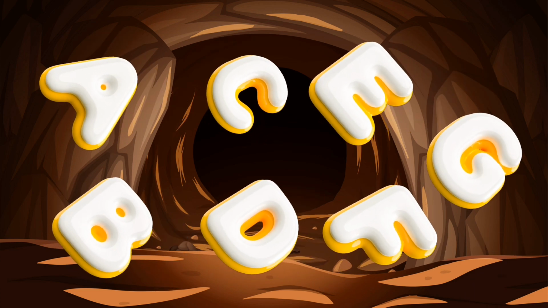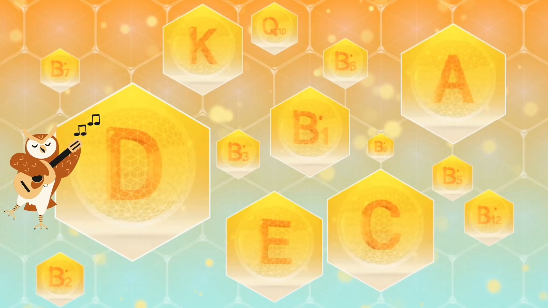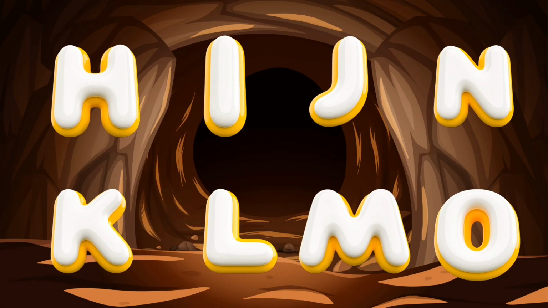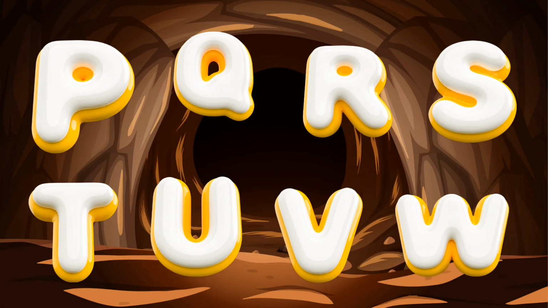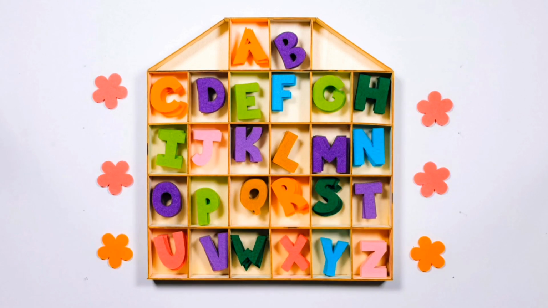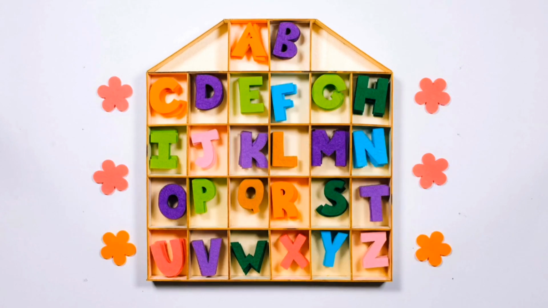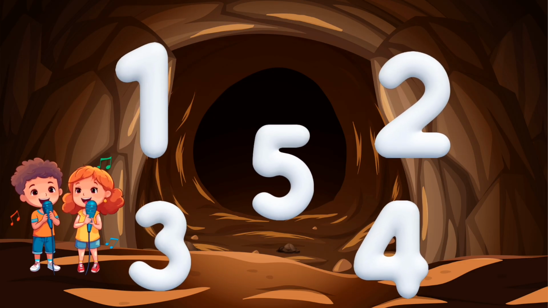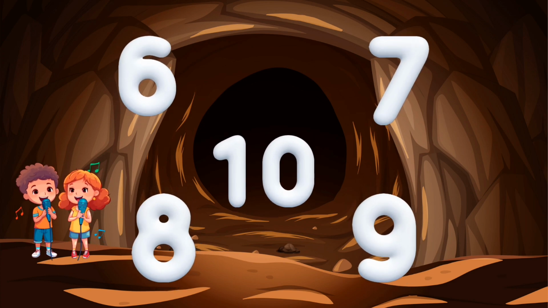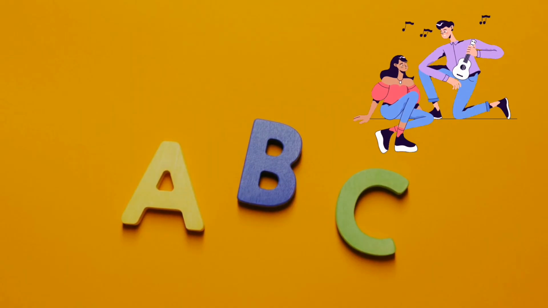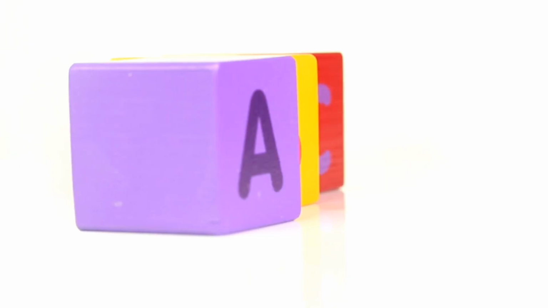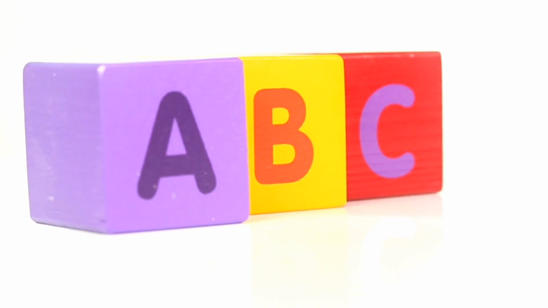A, B, C, D, E, F, G. Let's sing the alphabet, just you and me. H, I, J, K, L, M, N, O, P, Q, R, S, T, U, V. Sing the letters and count with me. 1, 2, 3, 4, 5, and we'll see. 6, 7, 8, 9, 10. Let's sing our ABCs again. W, X, Y, and Z. Now you know your ABCs, you see.